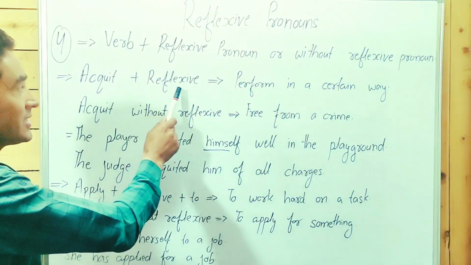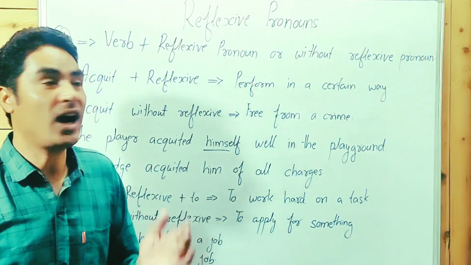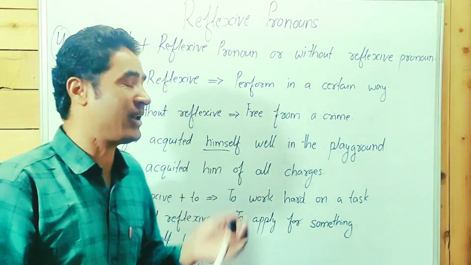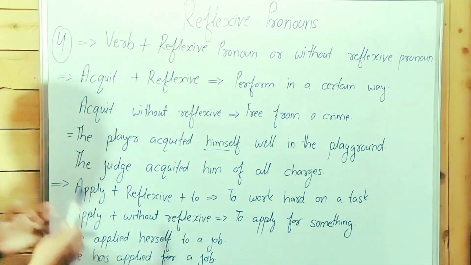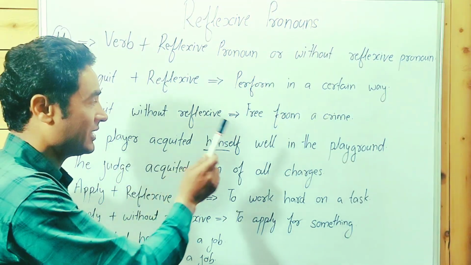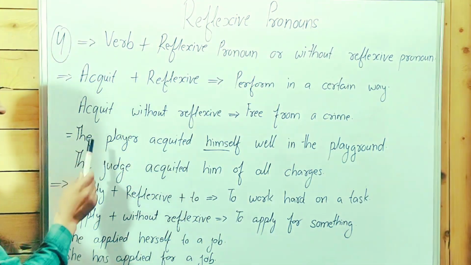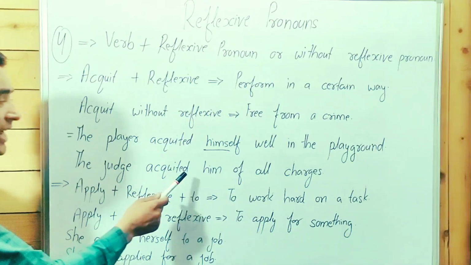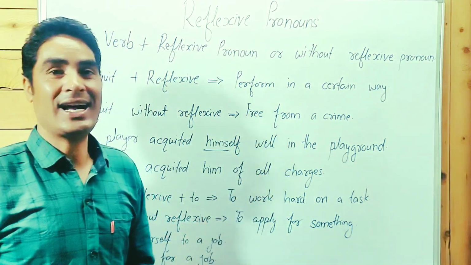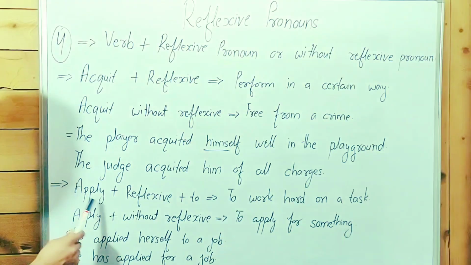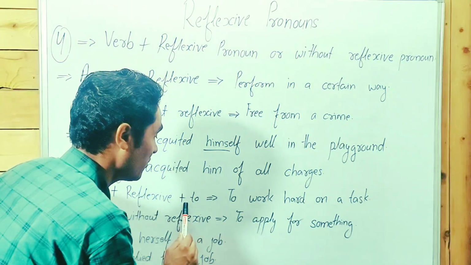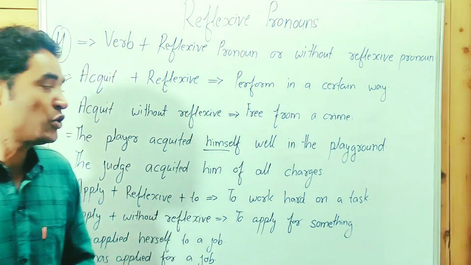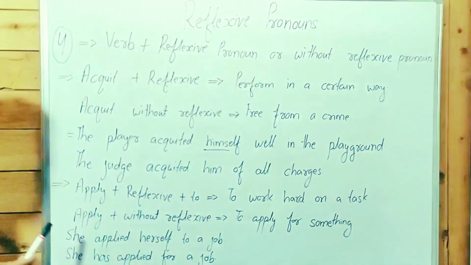I repeat, acquit plus reflexive pronoun means to perform in a certain way. Acquit without a reflexive pronoun means to free from a crime. Acquit of is a fixed preposition. The player acquitted himself well in the ground; it means the player performed well in the playground. The judge acquitted him of all charges. Apply with a reflexive pronoun, after that we use "to", to work hard on a task. Apply without a reflexive pronoun means to apply for something. I hope you understood.